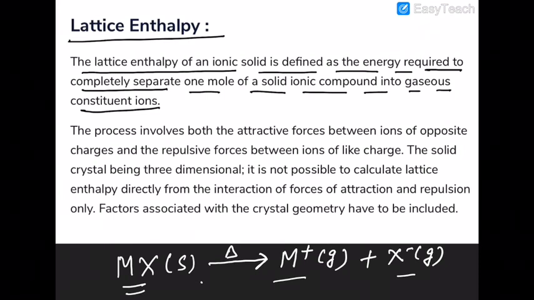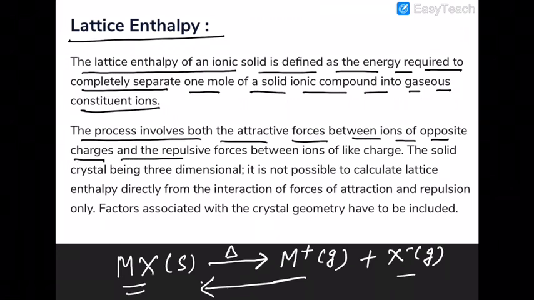So you can choose either in terms of the reverse direction or in the forward direction. Both definitions are acceptable. So here, we will read a second also. The process involves both attractive forces between the ions of opposite charge and the repulsive force between the ions of like charge. Now a cation will attract an anion, but a cation will repel the other cation, and an anion will also repel the other anion.